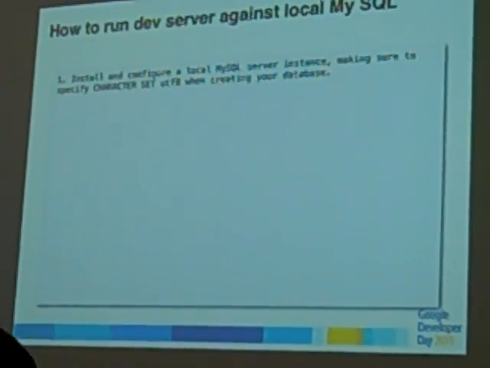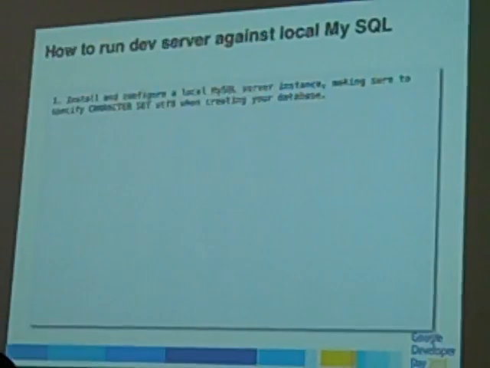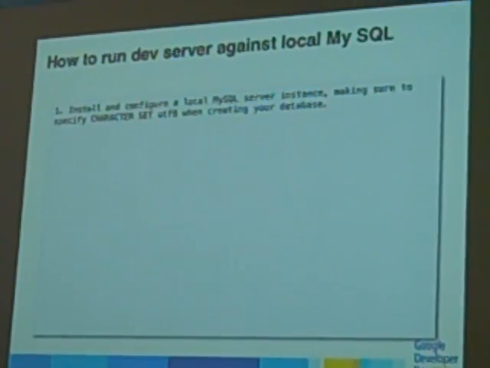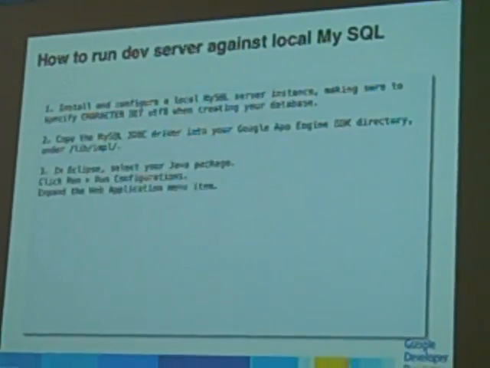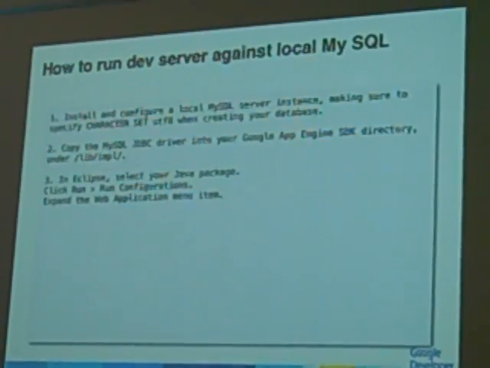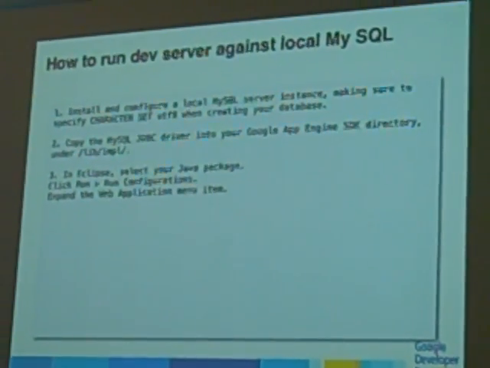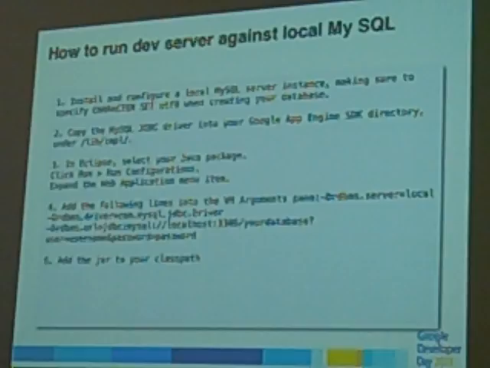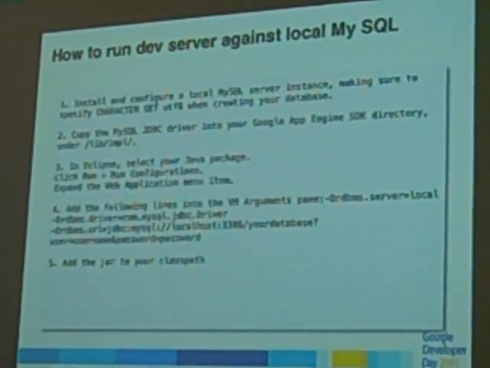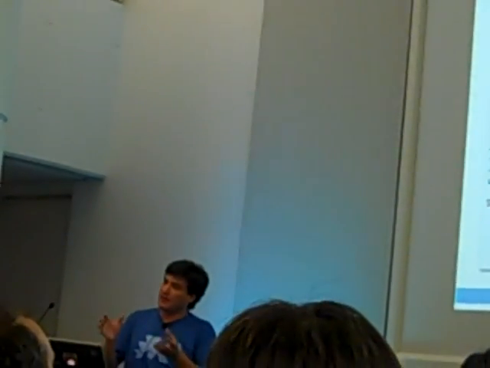You can also run your local App Engine dev server against a local MySQL instance. It's pretty easy. We have instructions on the site. You're essentially going to copy the JDBC driver into the lib/impl folder and then set a couple of parameters within Eclipse to load that driver. So it's really easy for you to build and test locally in App Engine against MySQL and then run that in the cloud.